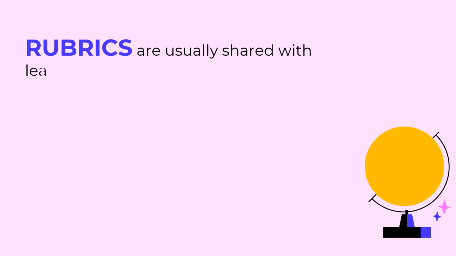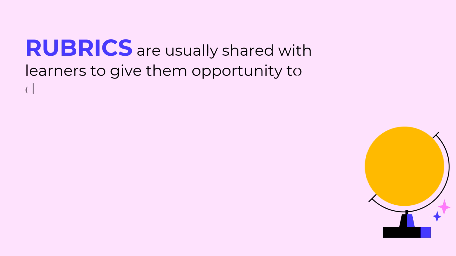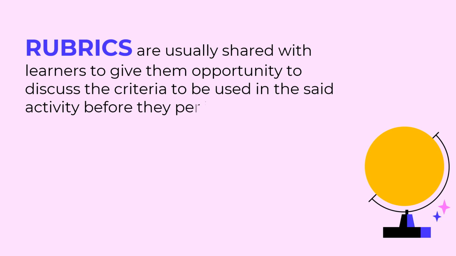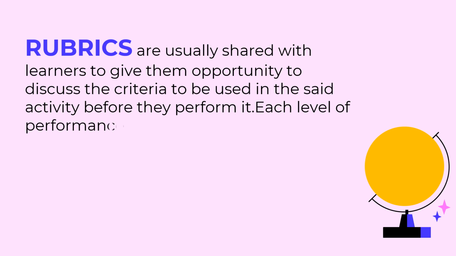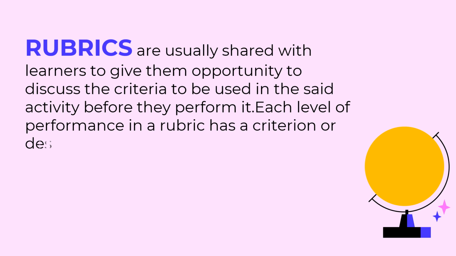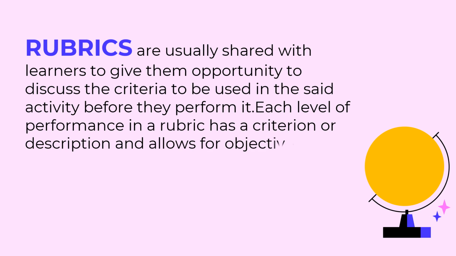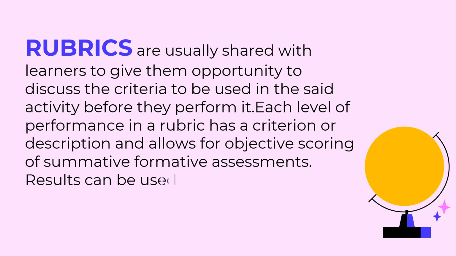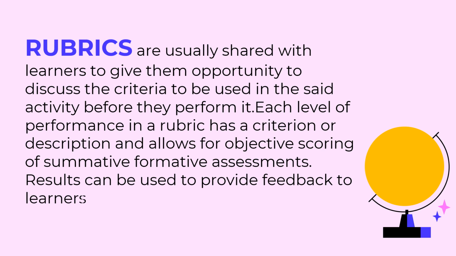Rubrics are usually shared with learners to give them opportunity to discuss the criteria to be used in the said activity before they performed it. Each level of performance in a rubric has a criterion or description and allows for objective scoring of summative and formative assessments. Results can be used to provide feedback to learners.